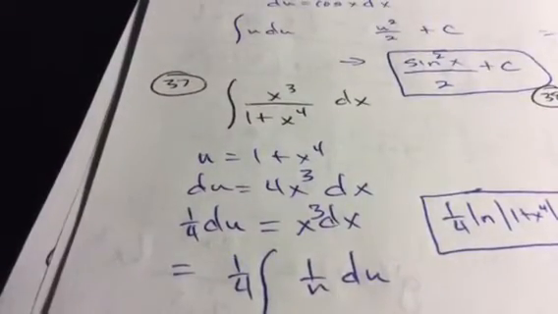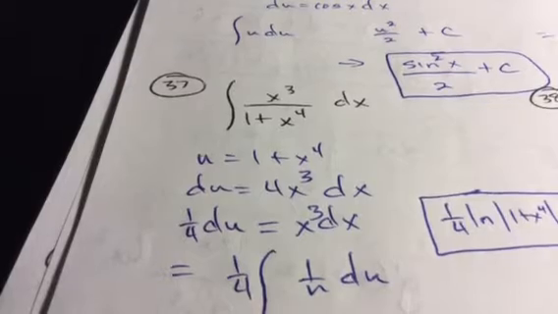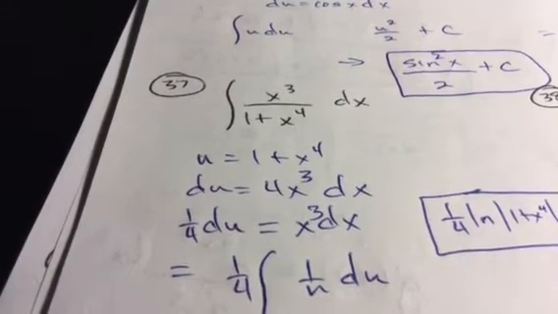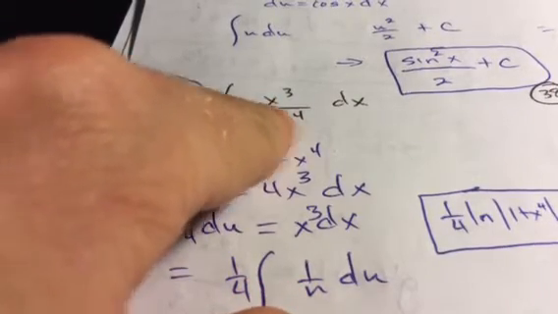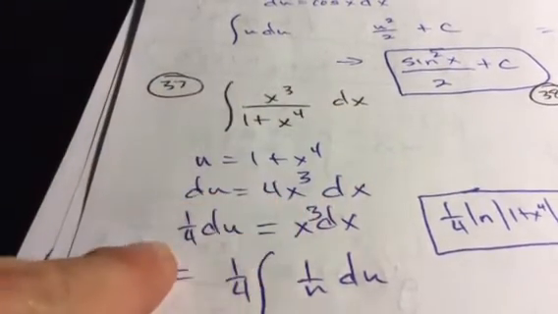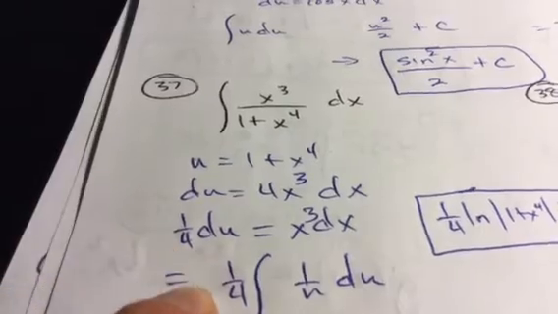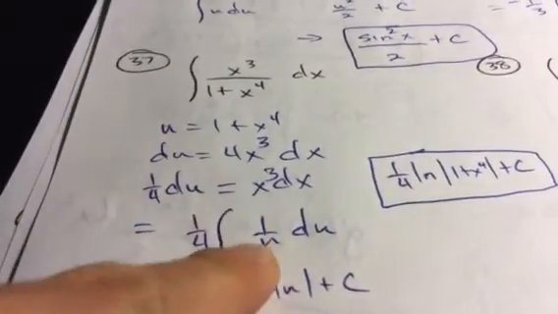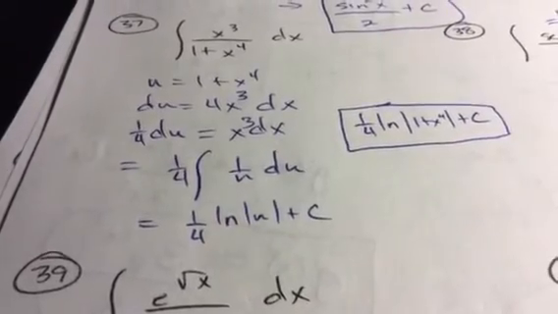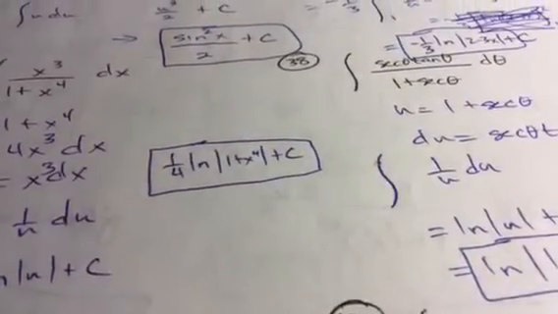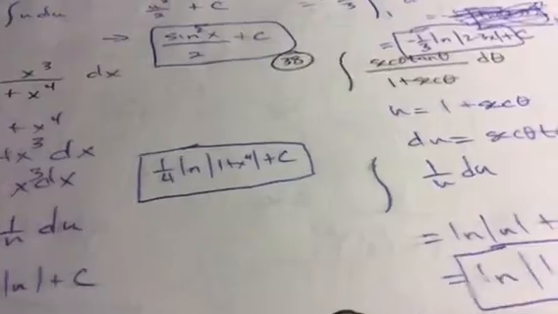Here, there's no bounds. Let u be the denominator, 1 plus x to the 4th. Take the derivative. So what I want to substitute something in for is x to the 3rd dx. So just get rid of the 4, divide both sides by 4. So now I have 1/4, 1 over u du. That's just the natural log. 1/4 natural log of u plus c, and plug 1 plus x to the 4th in for u.